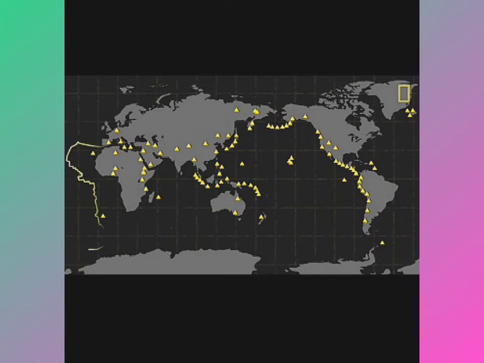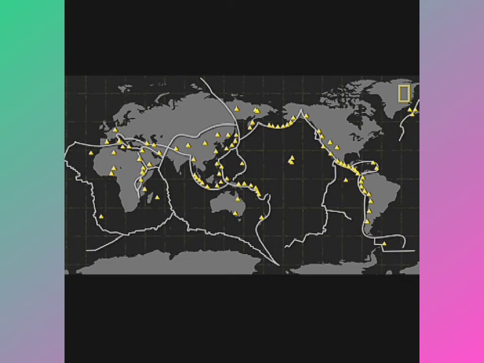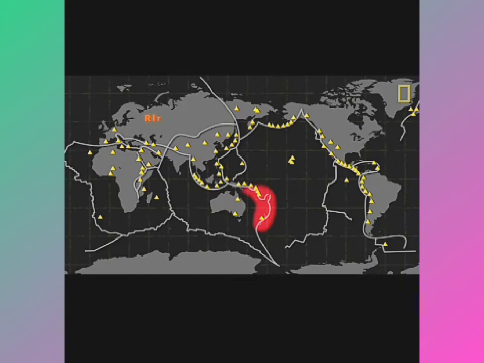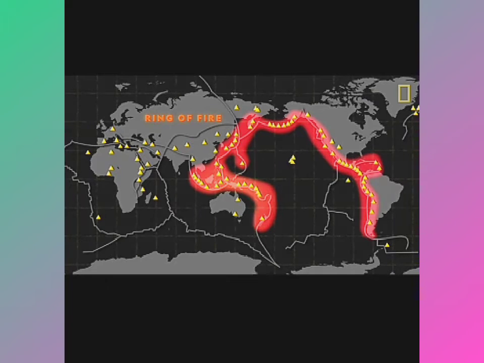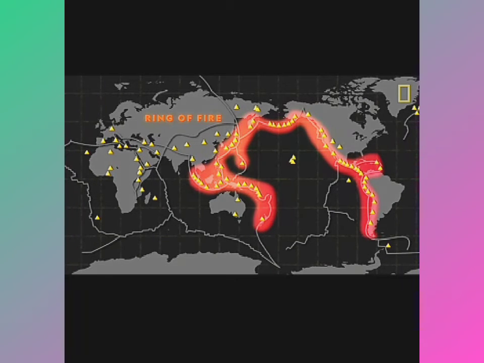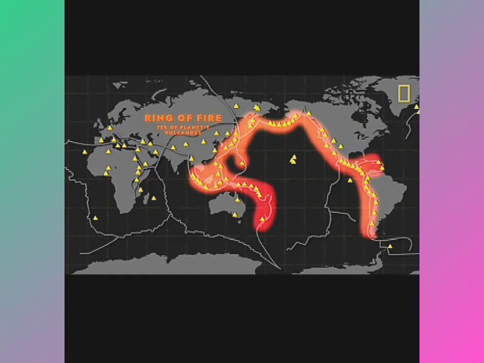Most volcanoes, whether on land or underwater, are located where tectonic plates meet. In fact, the Ring of Fire, a path that traces the boundaries between several tectonic plates around the Pacific Ocean, contains about 75% of the planet's volcanoes.